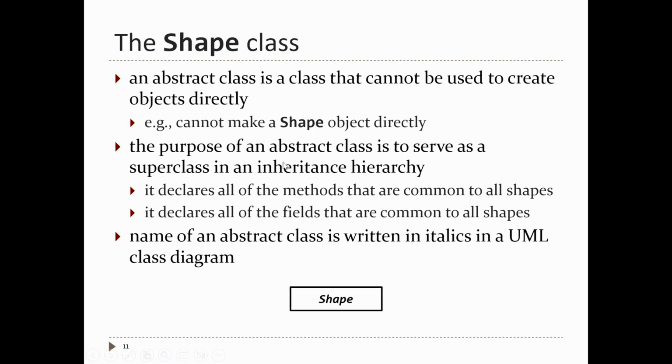All right, so we have shape as an abstract class, right? In an abstract class, you can't use the class directly to make an object, so nowhere have we tried to write new shape. The purpose of an abstract class is to serve as a superclass, and it declares all of the methods that are common to all shapes. But that looks a lot like an interface. So remember what an interface does. An interface says every object that implements this interface must have these methods.